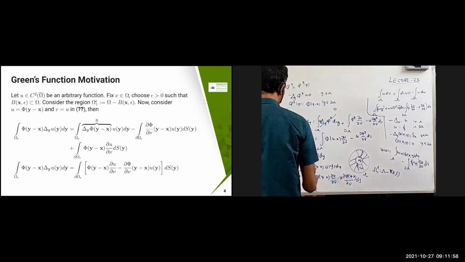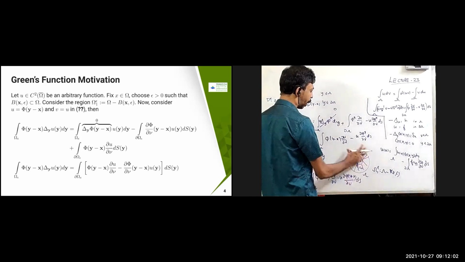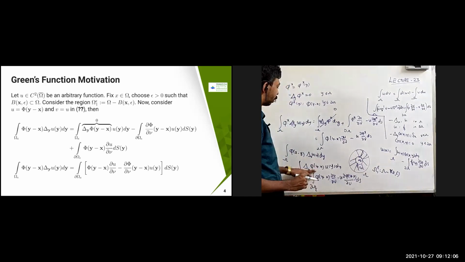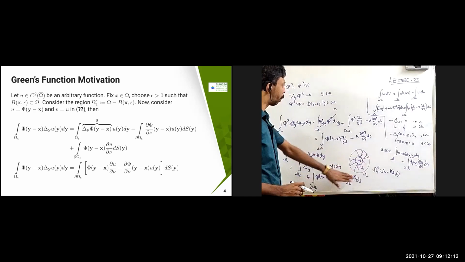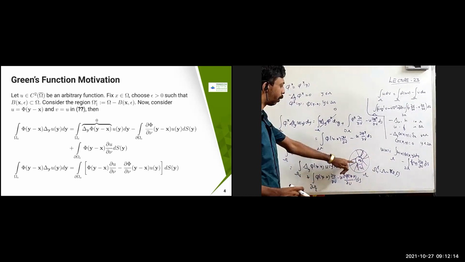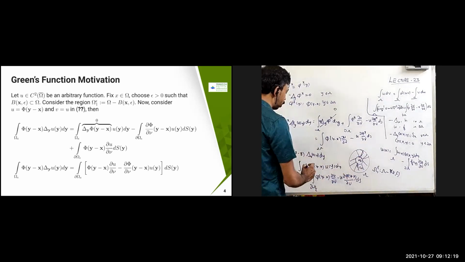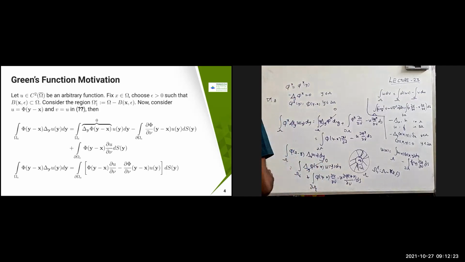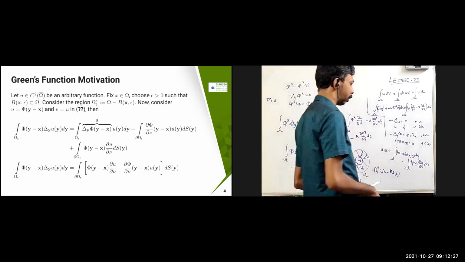Now this is 0, because this is over dou omega epsilon. Here I don't have any problem, because y is not equal to x. Only at y equal to x do we have problems. Since y is not equal to x, there is no problem here, so this is going to be completely 0. Del y of pi of x minus y is completely 0 in this domain, so this integral is 0. Therefore I have remaining only these two terms, which we are going to evaluate.